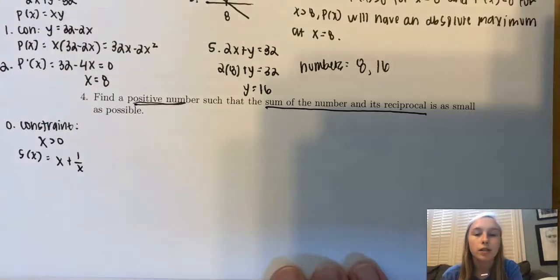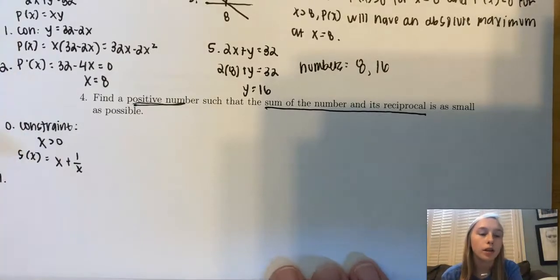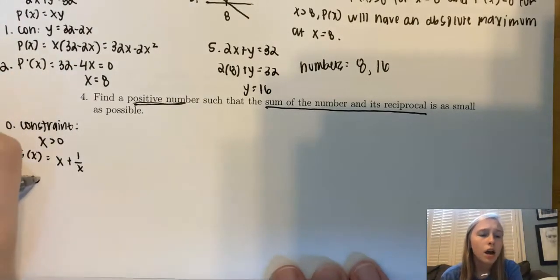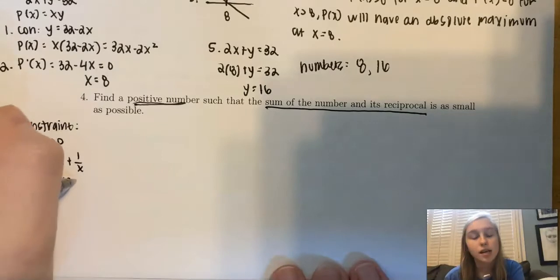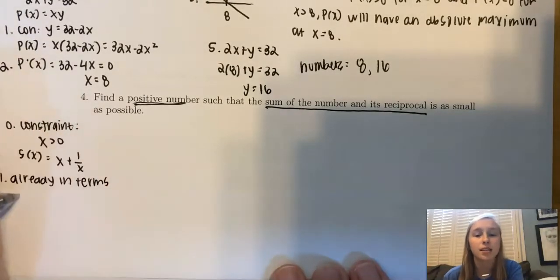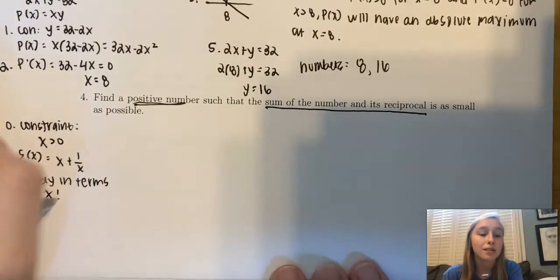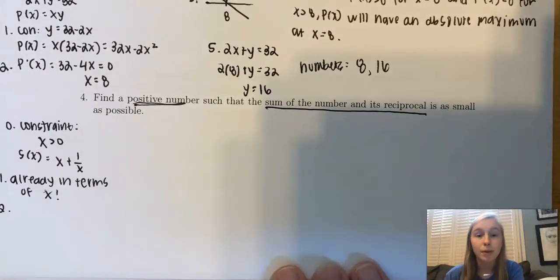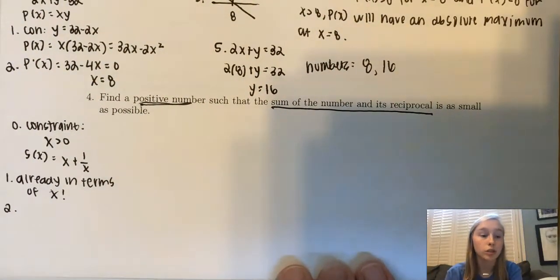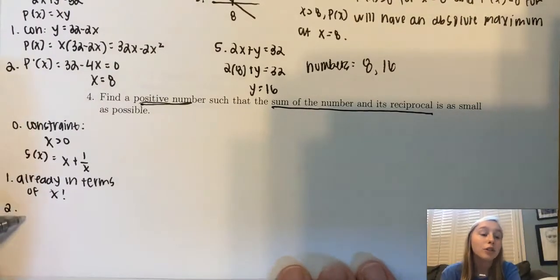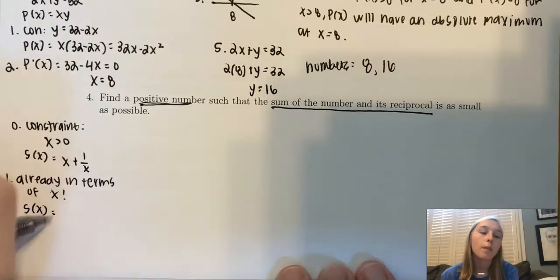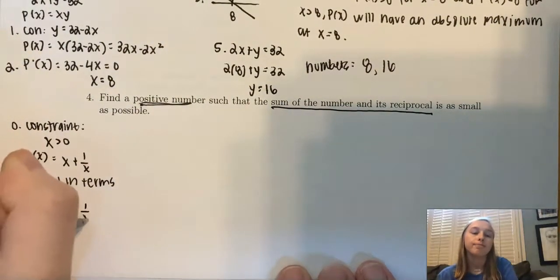And the reciprocal obviously is just 1 over whatever the number is. So that is the formula we already know. Step 1, you don't need, remember, because the s of x in this case is already in terms of x. So you get to skip it. You get a little less work for this one. Congratulations.